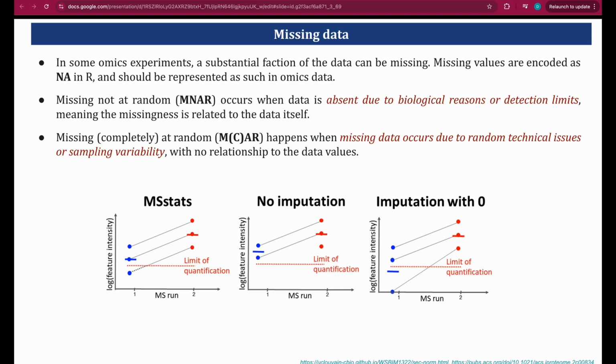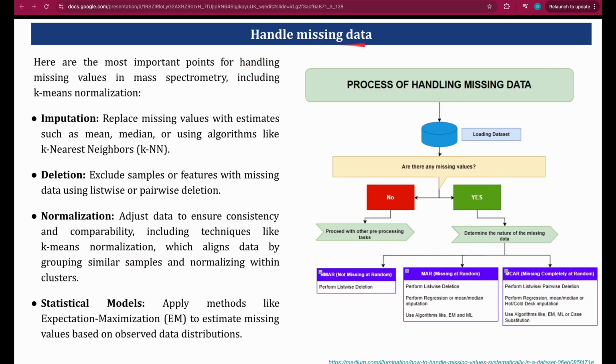So now let's look at the next slide, on how you can handle this missing data. In this figure, firstly you load the data set. Now firstly you ask, are there any missing values in your data set? If there is no missing value, then you can simply proceed with other pre-processing tasks. Whereas if there are missing values, you will determine the nature of the missing data. If the data is missing not at random, you will perform list wise deletion.